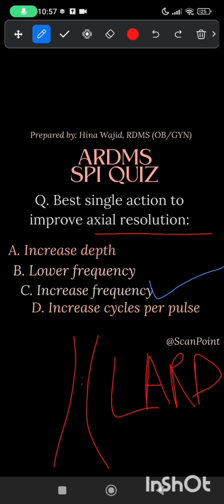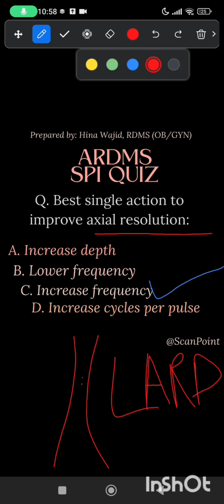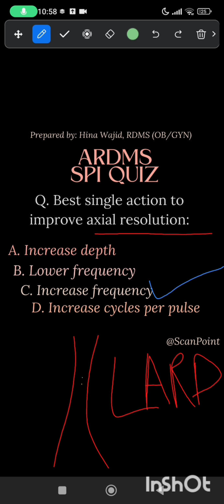So LARD, this is a mnemonic through which we can remember the synonyms of the axial resolution. L for longitudinal, A for axial, R for range, and D for depth. So that is our axial resolution. Now its formula is very important. Axial resolution is equal to SPL divided by 2.